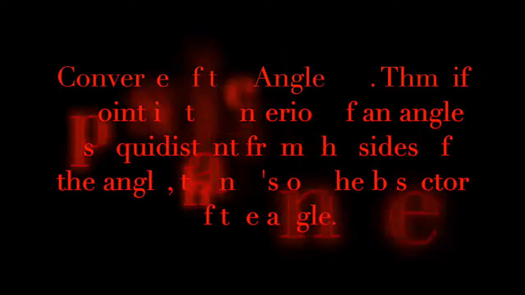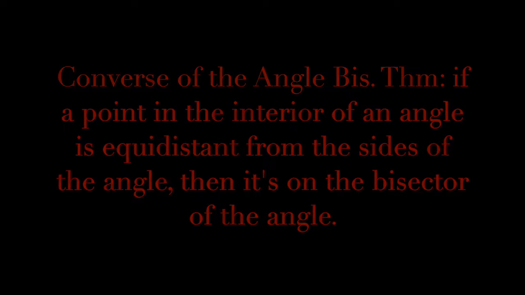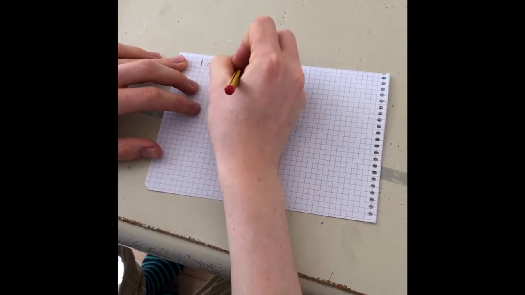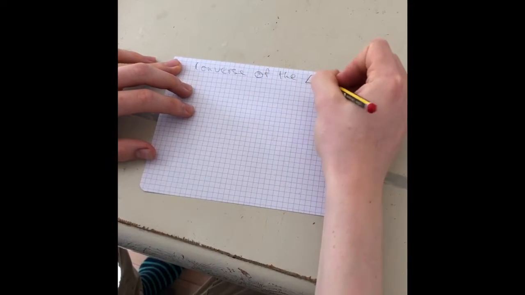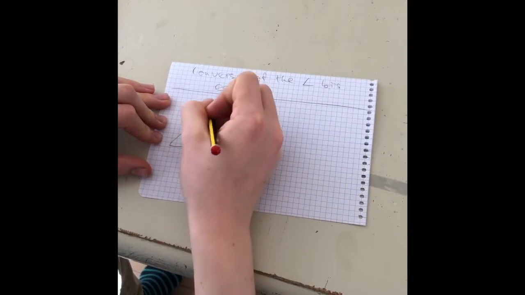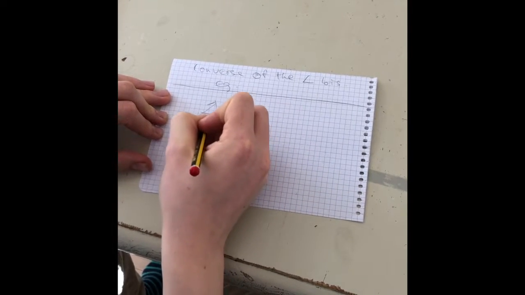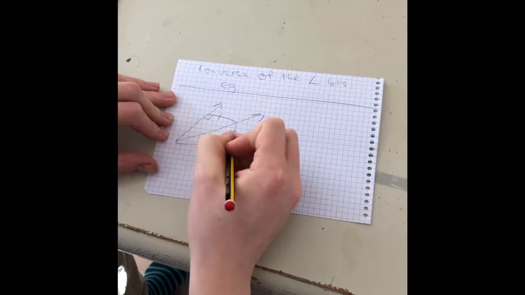Now let's move on to the converse of the angle bisector theorem. It states that if a point in the interior of an angle is equidistant from the sides of the angle, then it's on the bisector of the angle. Again, we need to take into account that this theorem is similar to the angle bisector theorem, but with one major difference. It's the angle bisector theorem said backwards. The clue is in the name. It's called the converse, which means the switching of the hypothesis and conclusion in a conditional statement.